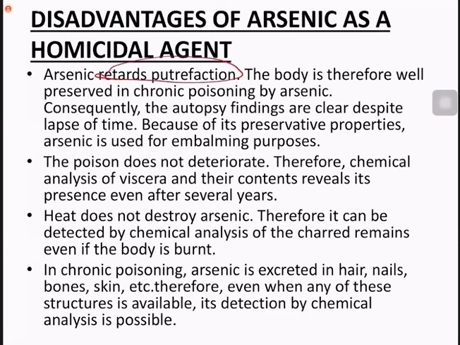So for the disadvantages, it is easily detected. Remember, when someone's going to perform a postmortem, they can easily pick it up, right? The poison does not deteriorate. It will be present within the viscera even after several years. So it can easily be picked up at a postmortem. Heat will also not destroy this poison. And in chronic poisoning, arsenic will be present in hair, nails, bones, and skin. Therefore, it can easily be detected.